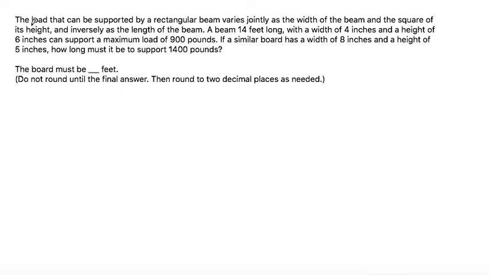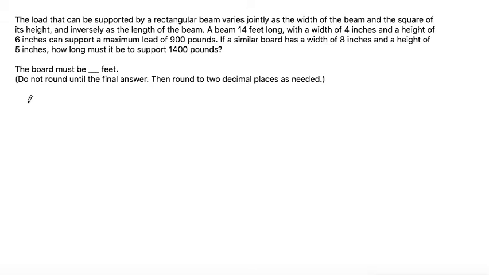So this problem has kind of a long problem statement, but let's take it one sentence at a time. It says the load that can be supported by a rectangular beam varies jointly as the width of the beam and the square of its height, and inversely as the length of the beam. So let's use this first sentence to write an equation.